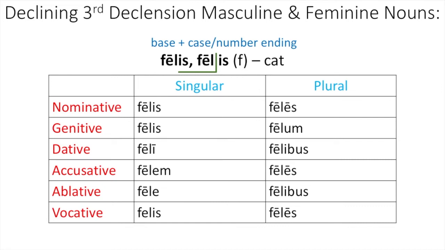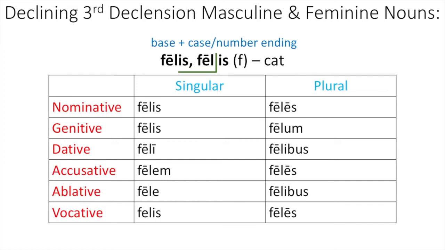You're right if you said our nominative is felis, genitive felis, dative feli, accusative felem, ablative fele, vocative felis, nominative plural feles, genitive plural felum, dative plural felibus, accusative plural feles, ablative plural felibus, and vocative plural feles.